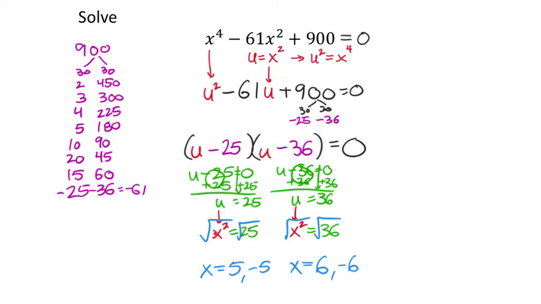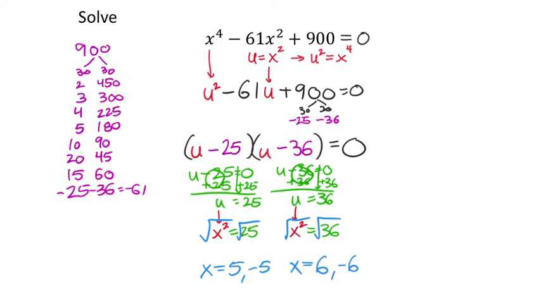Because if you said x is 5, 5 to the power of 2 is positive 25, but negative 5 times negative 5 is positive 25 as well. Same with negative 6 times negative 6 would be 36. So remember what we were talking about at the beginning, it was an x to the power of 4. It's a 4th degree polynomial, so we do expect there to be 4 answers on this one.